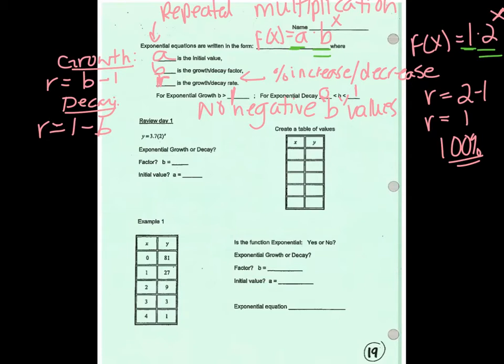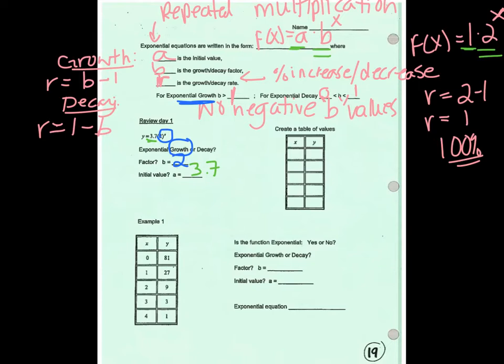So if I look at the first example, this is going to be considered growth. The way that you determine if it's growth or decay is by looking at the base. So here the base is 2. Since that's a number greater than 1, it has to be growth. The initial value, how much I start with, is 3.7.